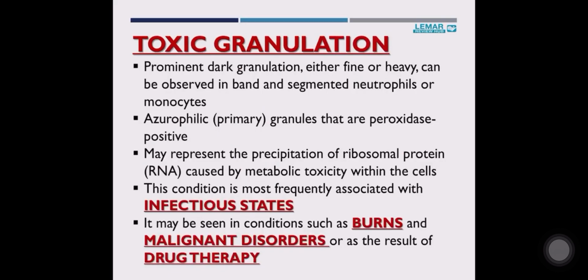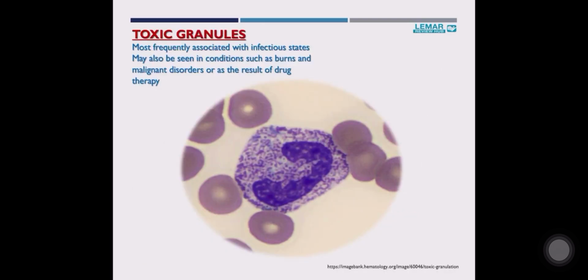Toxic granules, these are primary granules which are peroxidase positive. They are associated with infection but may also be seen in malignant disorder or as a result of drug therapy. Kung maaalala niyo po yung dual bodies, kamukha yung may Heglin inclusion, yung toxic granules naman po, kamukha niya yung mga aldehyde inclusion. Toxic granules are frequently associated with infection, but they may also be seen in case of burns, malignant disorder, or as a result of drug therapy.